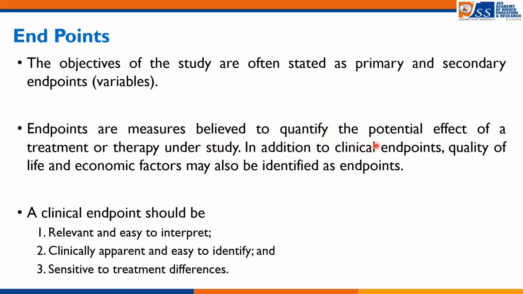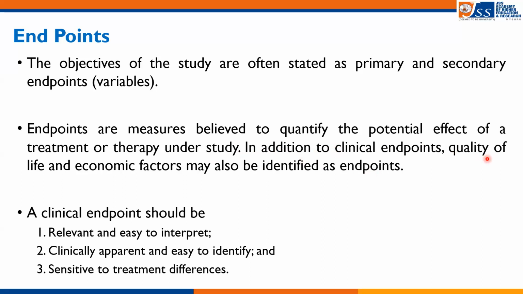In addition to the clinical endpoints, sometimes even the quality of life and economic factors can also be considered as endpoints. So what is quality of life? To quote an example, we have a person suffering from rheumatoid arthritis. The person's joints give the patient very severe pain, where he cannot move his limbs. Your treatment is made in such a way that the pain in the limbs is reduced, where he can walk, sit, and stand comfortably. That means the quality of life of the person has been improved. So that is said to be an endpoint.